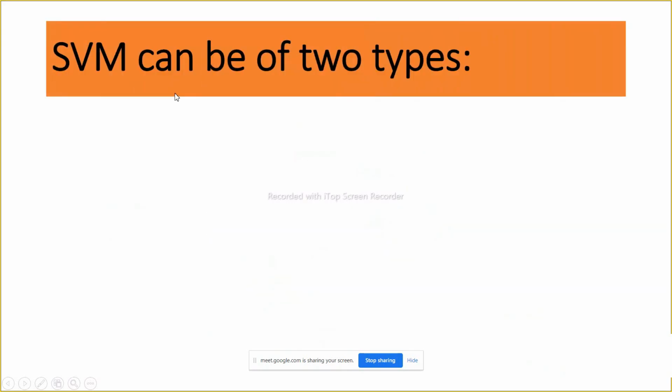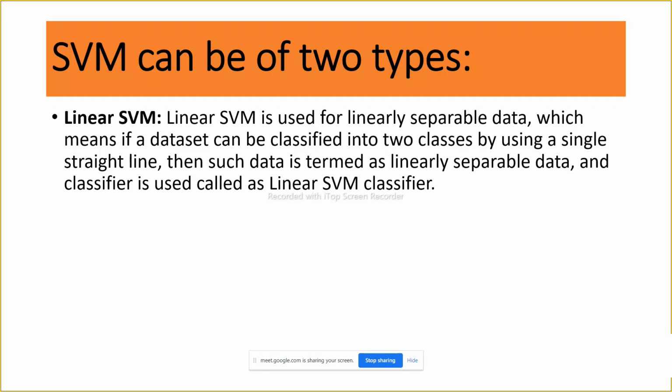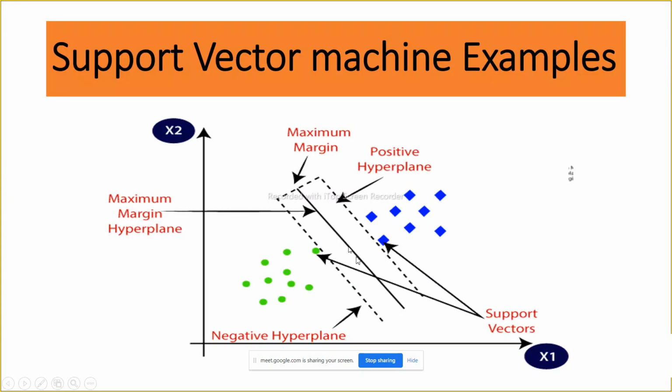Support vector machine can also be divided into two types. The first type is the linear support vector machine. Linear support vector machine is mainly for linearly separable data, which means a data set that can be classified into two classes by using a single straight line. Here I use a linear line and classify the two classes. This is one class and this is another class. So this is my linear support vector machine.